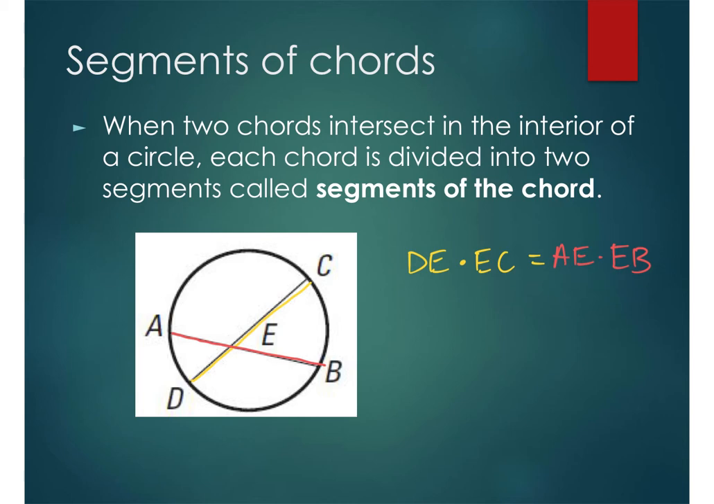So in other words, the two parts of DC are DE and EC. We multiply those two together. That will be the same as AE times EB.